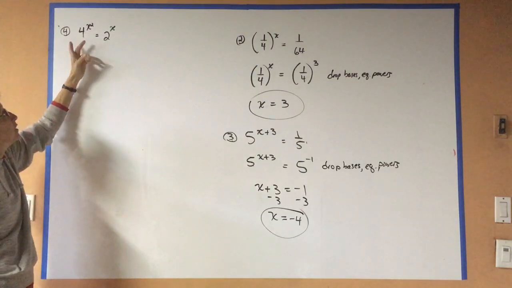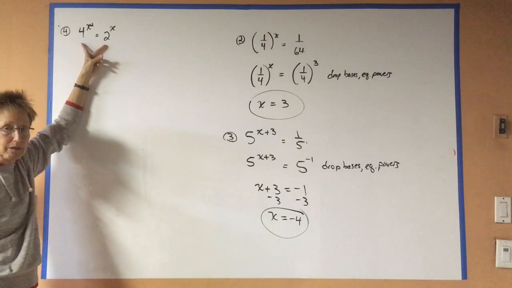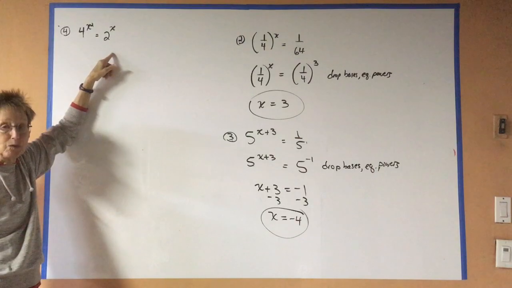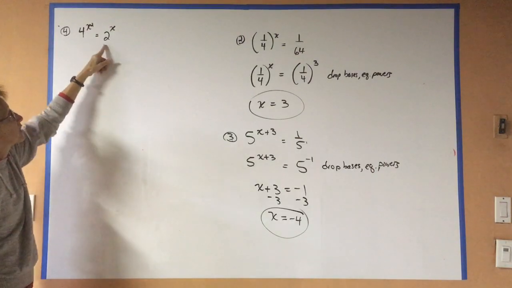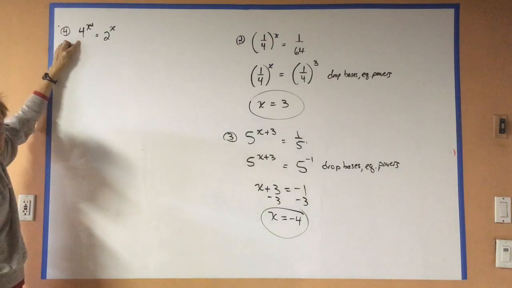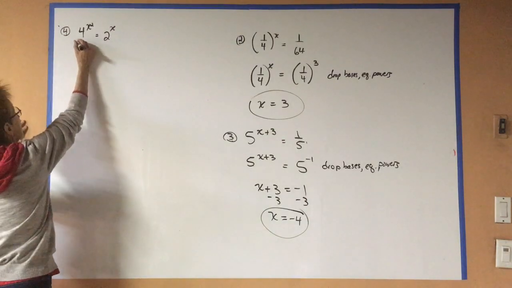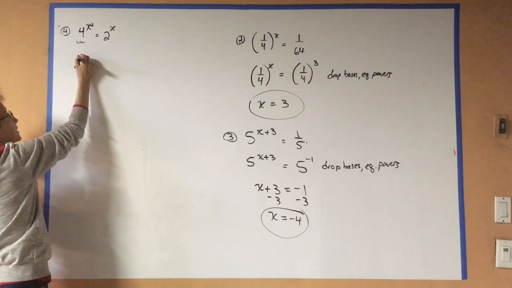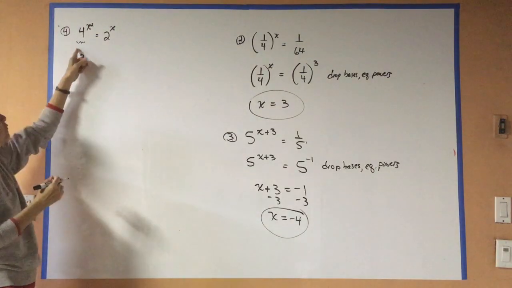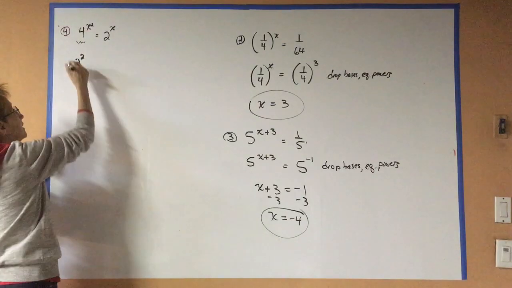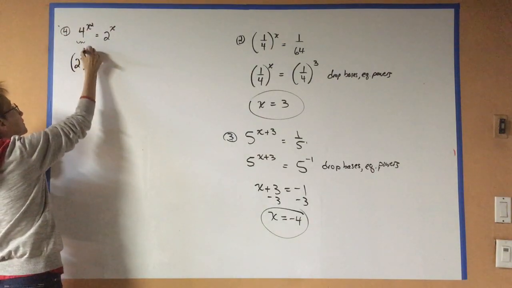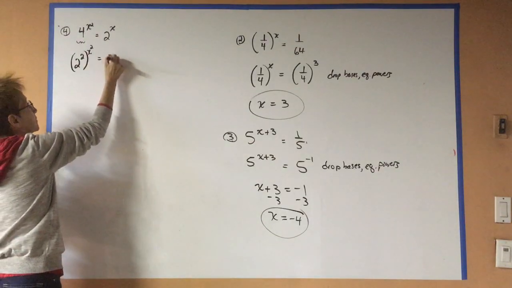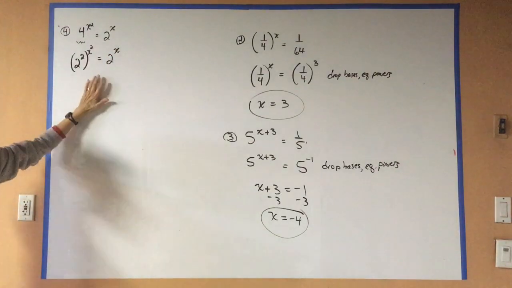So can I turn both of these into a base of 4? Can I turn both of these into a base of 2? I think I can. So in other words, this side is okay. It's this side that I need to manipulate. So tell me, how do I write 4 so it's a base of 2? And you're going to tell me 2 squared, right? But that 4 is being raised to a power, isn't it? So that means this 2 squared is going to be raised to the power of x squared equals 2 to the x. Don't leave me hanging here.